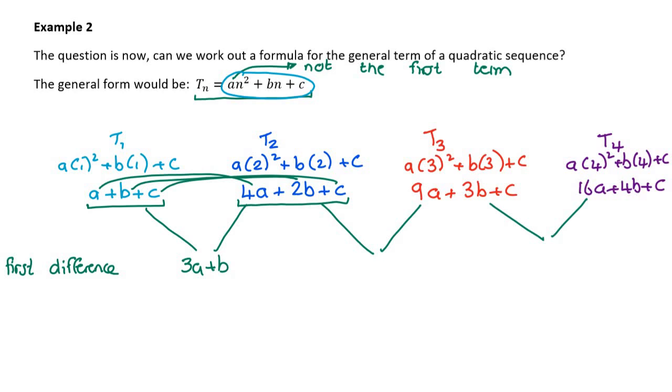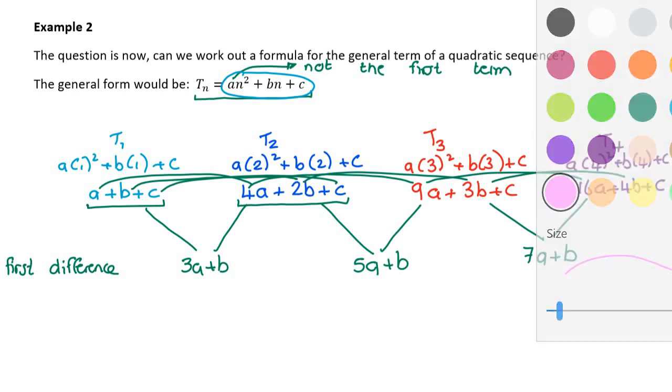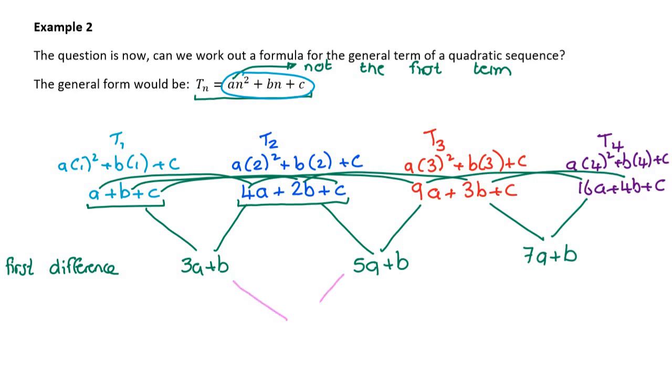Now I'm going to do that again. 9a take away 4a is 5a, 3b take away 2b is b, c take away c is nothing. 16a take away 9a is 7a, 4b take away 3b is b. So those are expressions for my first differences. I don't really care about my first difference. What I do care about is my second difference, because my second difference should be a constant.